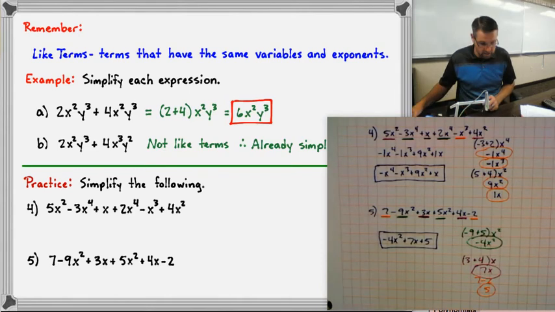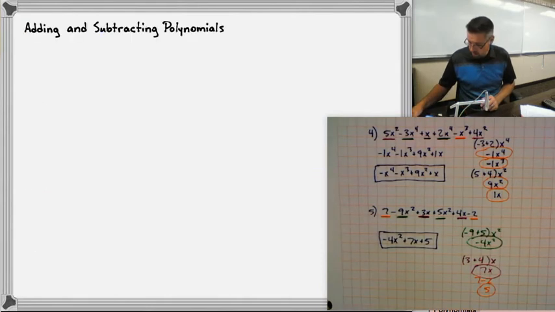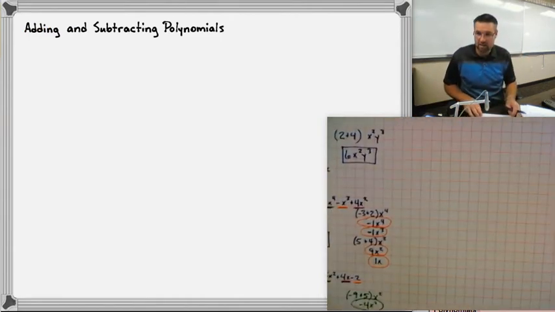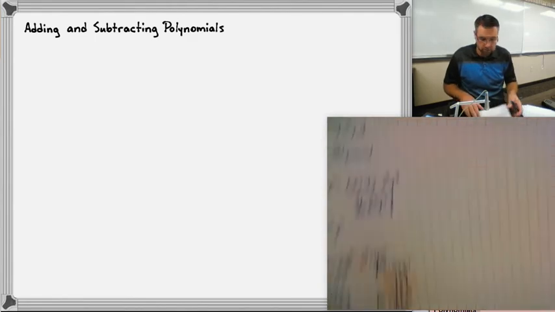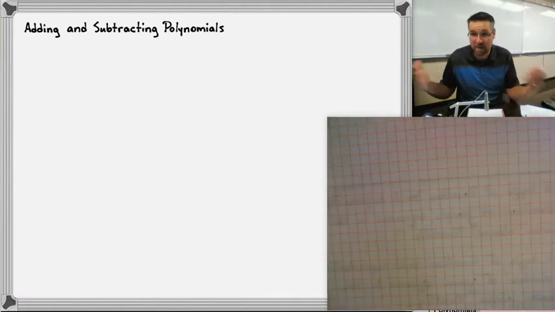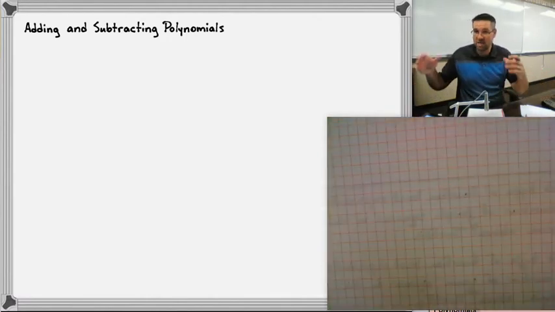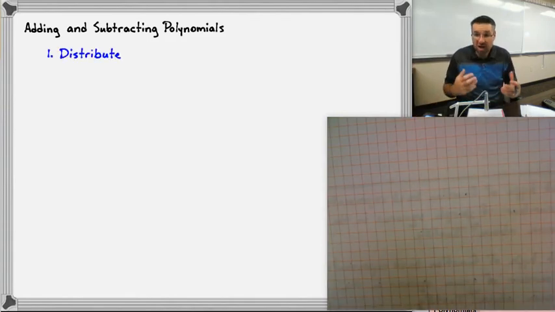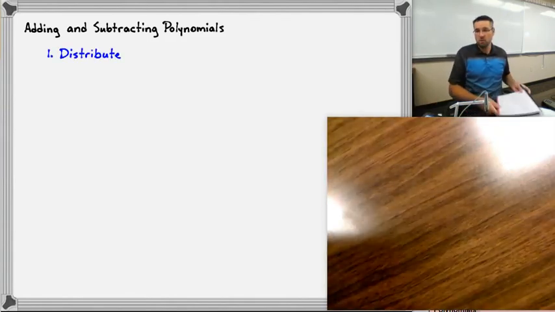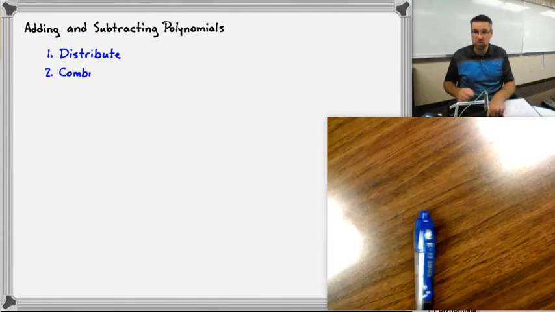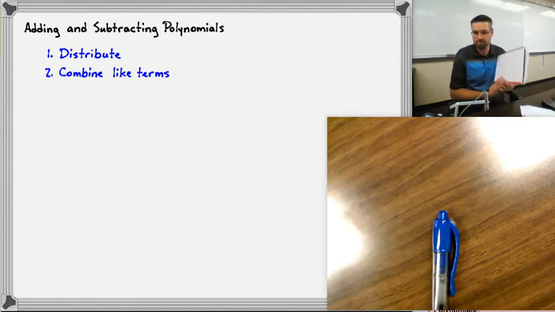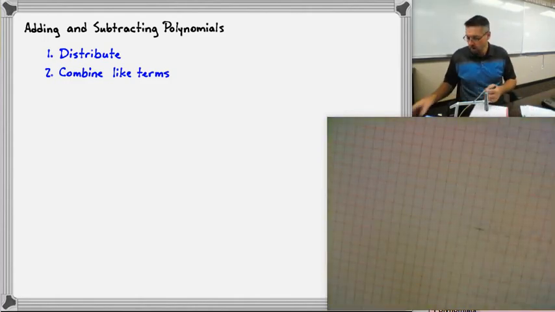All right, let's go ahead and take a look at the next idea. Now, this is a pretty straightforward idea, I think: adding and subtracting polynomials. Adding and subtracting polynomials is basically doing what we just did. We're going to be combining like terms. We're going to be taking two different polynomials and adding them or subtracting them. So the process, you could say here, is number one, to distribute. If there's anything to distribute, you do that. And then the next thing is you're going to combine like terms. Okay, so it's pretty straightforward.